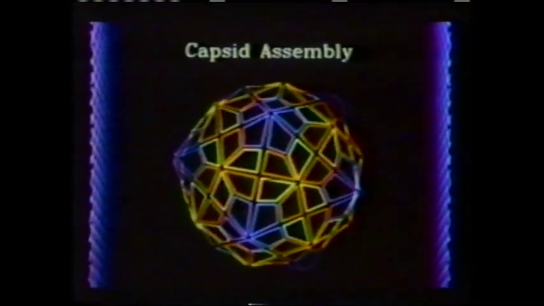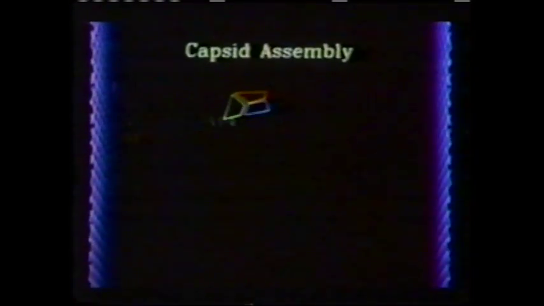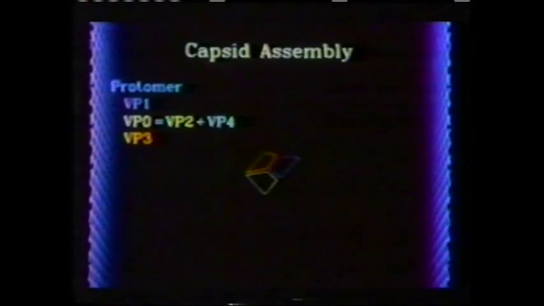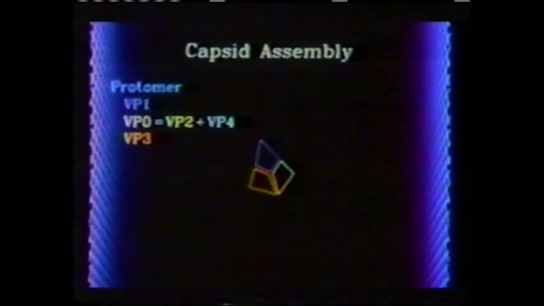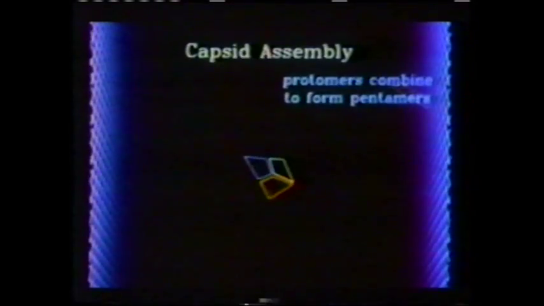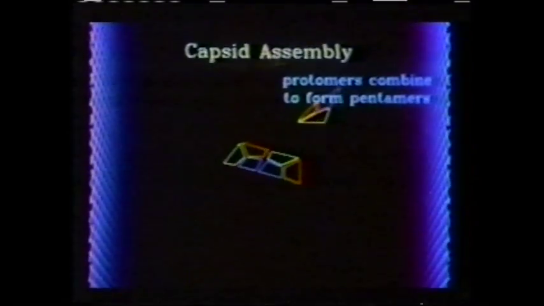Poliovirus assembles in infected cells. One of the early intermediates seen is a protomer consisting of 1 copy each of VP1 and VP3 and 1 copy of a precursor protein VP0, in which VP4 and VP2 are covalently linked.